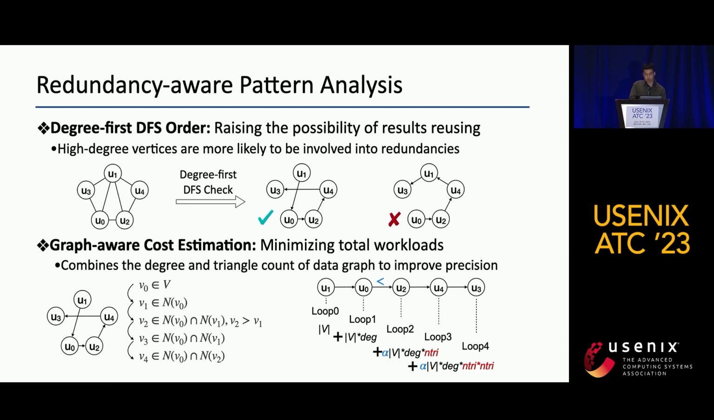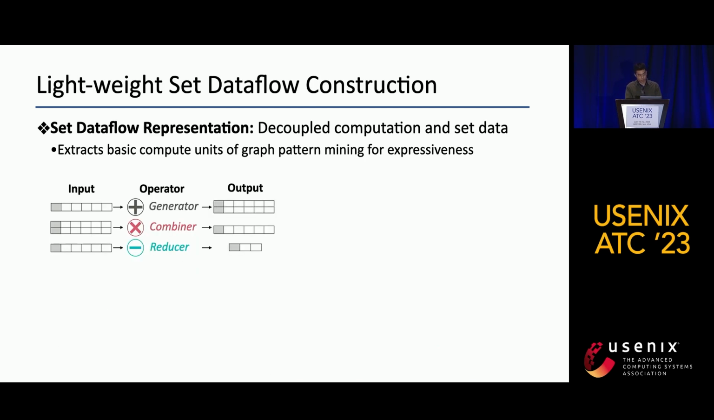To improve accuracy, we use the triangle count per edge to indicate the change in the input-output size of a computation. We additionally take into account the effect of symmetry breaking by adding a reduction parameter in corresponding loops for higher precision. After the order is determined, we design a representation to store the information of the set Dataflow. The representation has the ability to decouple computation and set data.